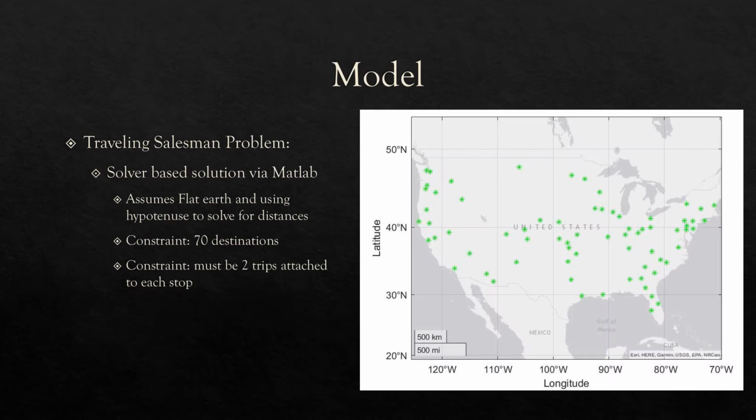The traveling salesman problem was solved using MATLAB and contained 2 constraints. There must be an equal number of trips for the stops, and each stop must be attached to 2 trips, arrival and departure. On your right, you can see the graph depicting all 70 locations, which we'll cover in greater detail on the next slide.